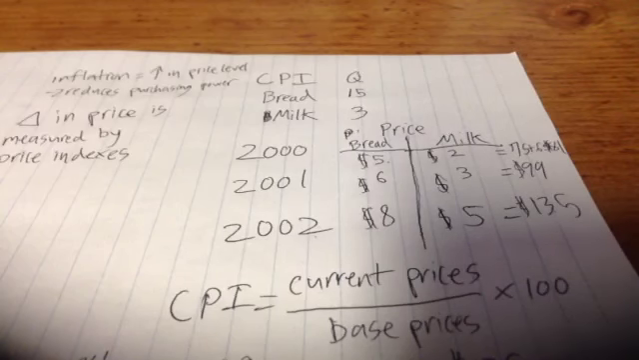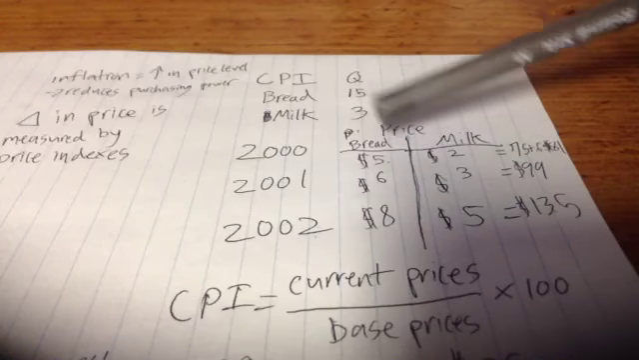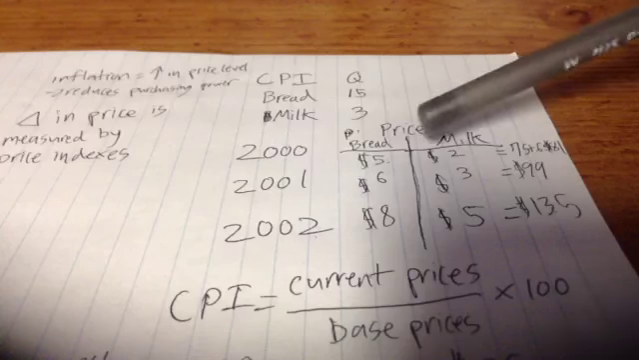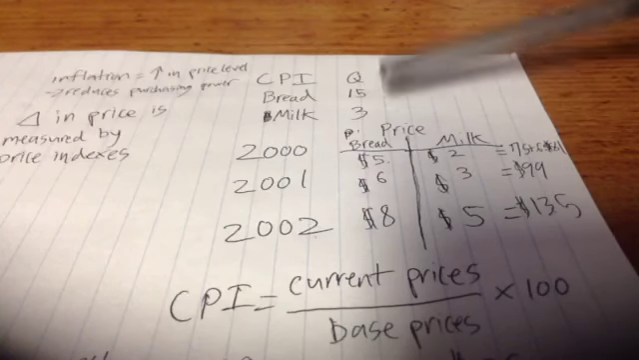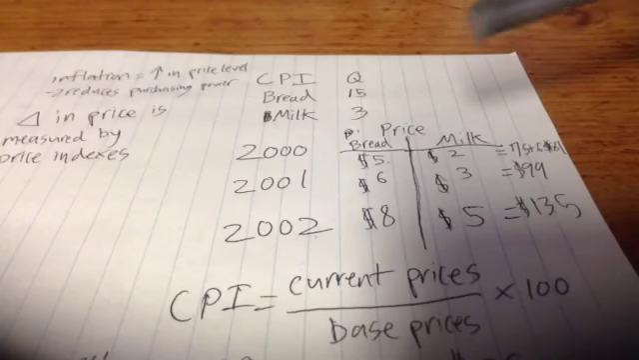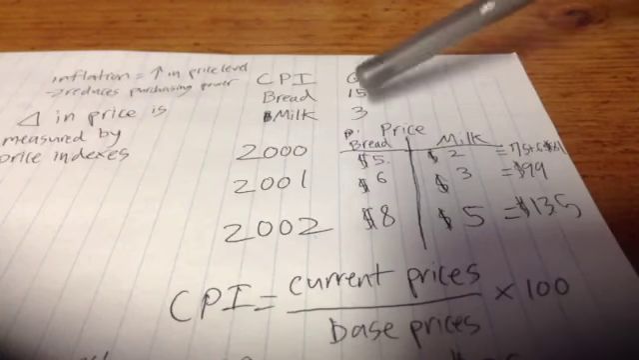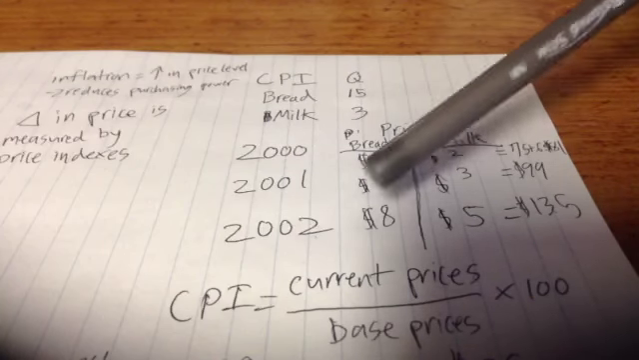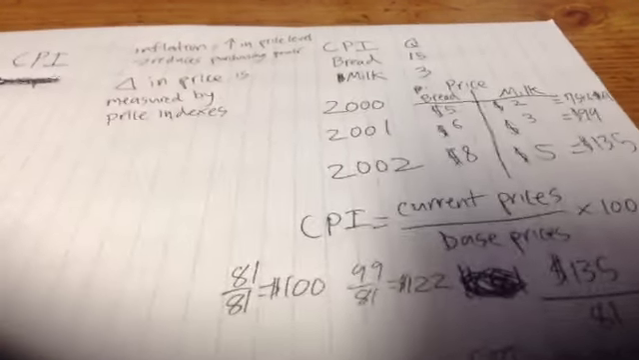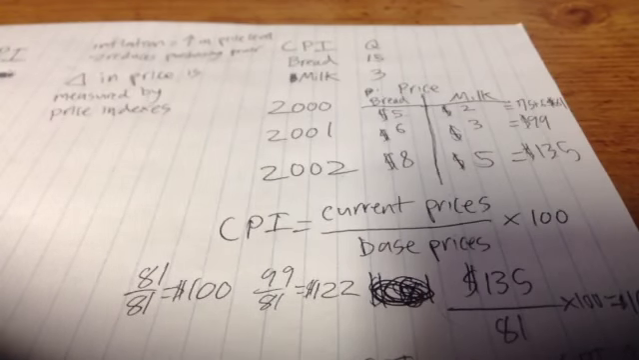How you go about calculating this is you take $5 for 2000, you take $5 times 15 plus $2 times 3. That would be 75 plus 6, which equals 81. Then you do that for all years. 2001, same, 6 times 15, 3 times 3, 99. 8 times 15, 5 times 3, 135. So now you have those prices. Now we can go ahead and calculate the Consumer Price Index.